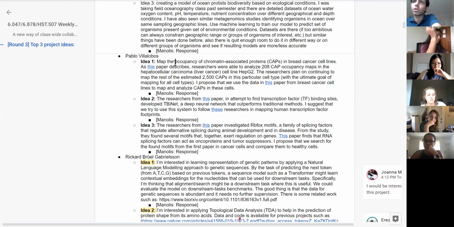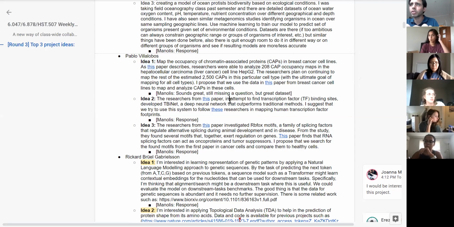So Pablo, map the occupancy of chromatin associated proteins in breast cancer cell lines. Perfect. Use the data in this paper for breast cancer. Yep, sounds great. Still missing a question, but big data.